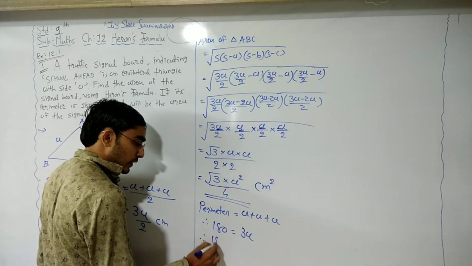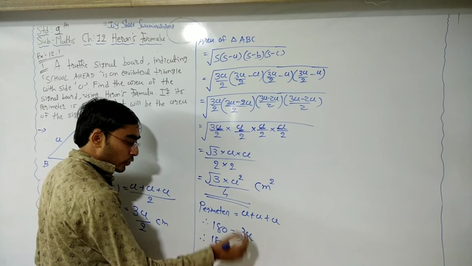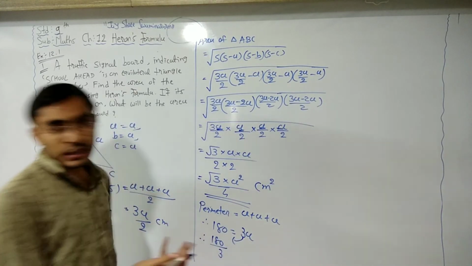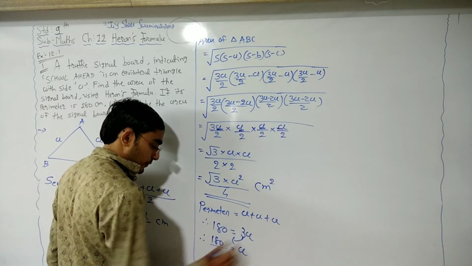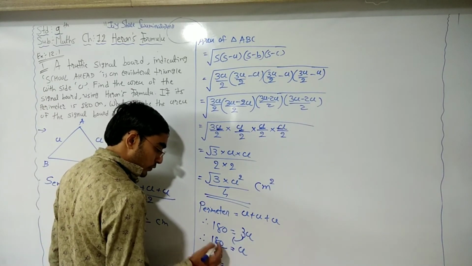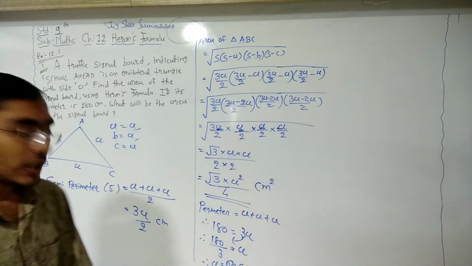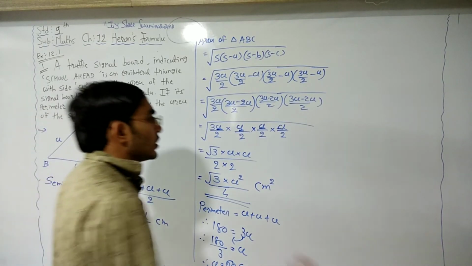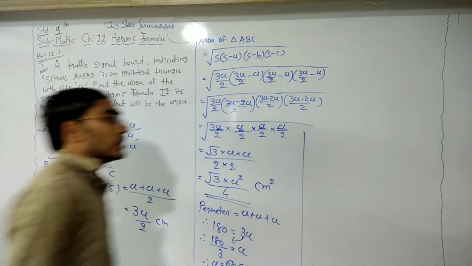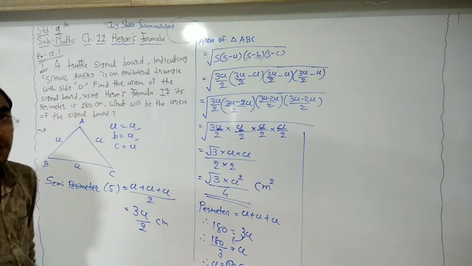Now from here we can find the value of a. For finding out the value of a, transfer this multiply 3 to the left hand side, it goes to the denominator. Because 3a means what? 3 multiply a, right? Is equal to 180. So now our a is equal to 180 divided by 3, it is 60, and the unit is centimeter because a is one side, so a is equal to 60 centimeter. Now we need to find the area of the signal board. Okay, that means area of triangle ABC.